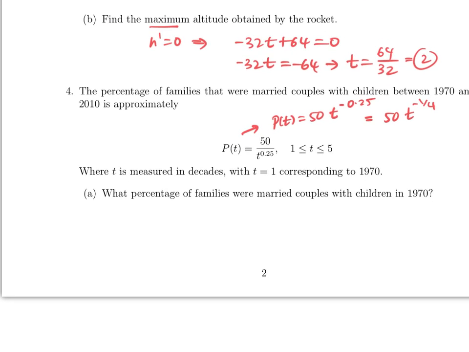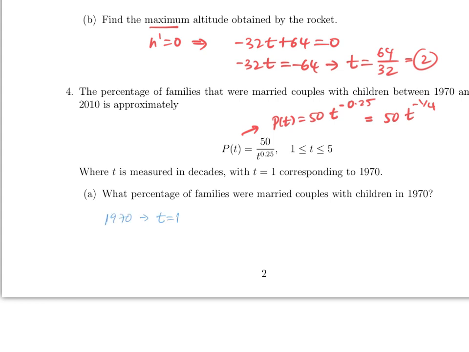All right? So now part A is just asking you straight out, what percent of families were married couples with children in 1970? So therefore, what do you think you have to do here? If it is 1970, it means what? t is equals to 1, right? So there is no calculus in this question. This is just pure algebra. So all you have to do is plug in 1.